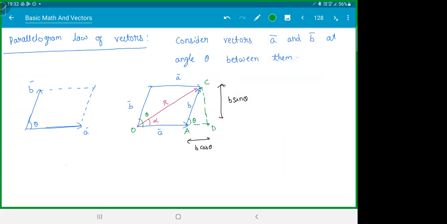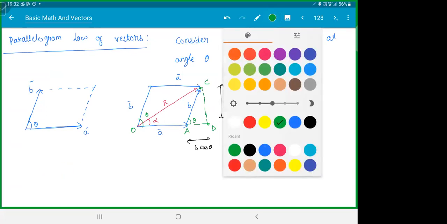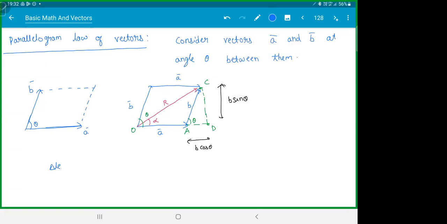So if you look at the triangle OCD, it's a right angle triangle. We get OC square will be OD square plus CD square. OD will be nothing but (A plus B cos theta) whole square. CD will be nothing but (B sin theta) square.